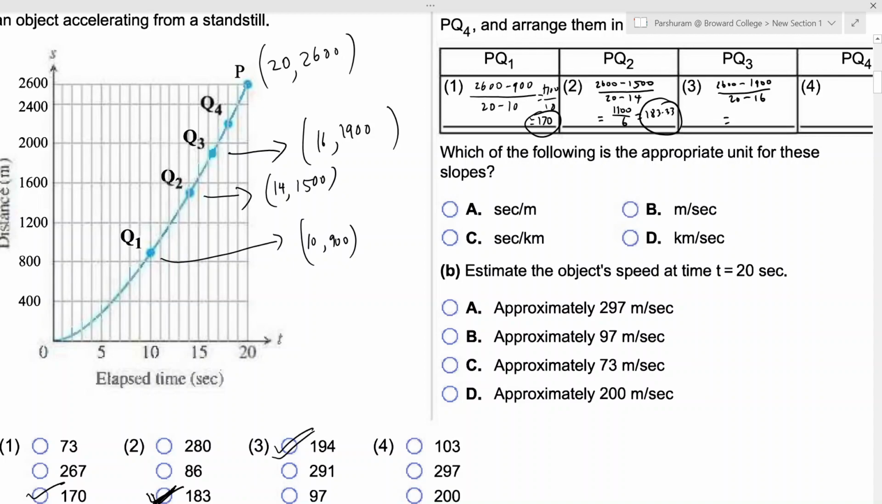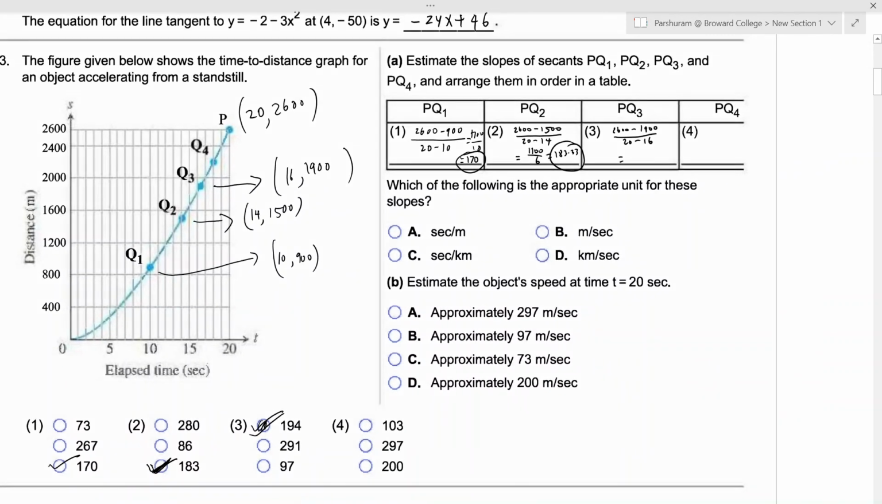Okay, because if you can see, it is not actually 1900. It could be more than 1900. That's why my value is slightly different than 194. But it's cool. We just have to choose the value which is close to this calculation.